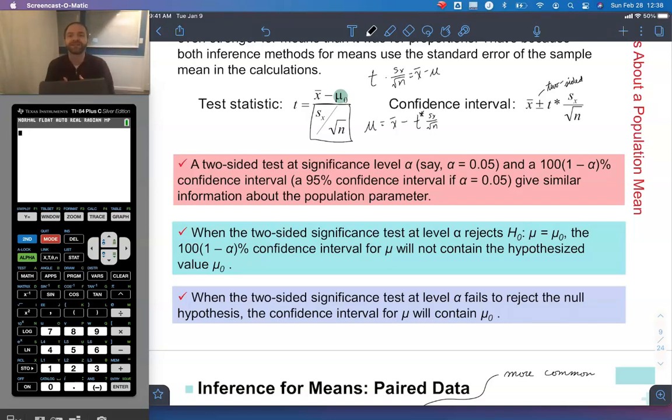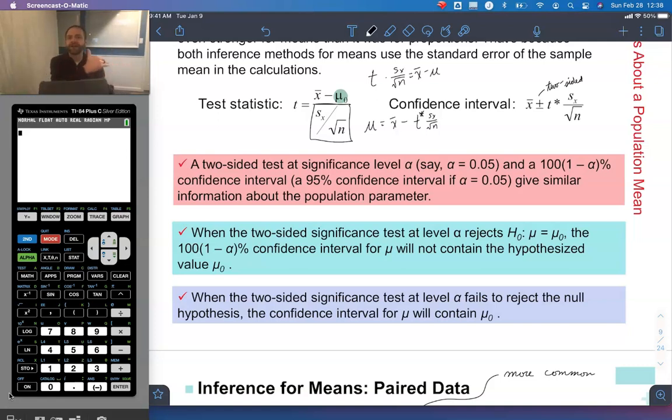And so when the two-sided significance test at level alpha fails to reject the null, the confidence interval will contain it. So if I'm 95% confident this interval will contain the population mean, and it does contain it, well, then I fail to reject the null because the confidence interval did capture it. And so this is kind of just going through the relationship between them. So maybe make some outline about this. If I reject the null, what does that mean for significance tests? And what does that mean for confidence intervals? If I fail to reject the null, what does that mean for significance tests? What does it mean for confidence intervals?